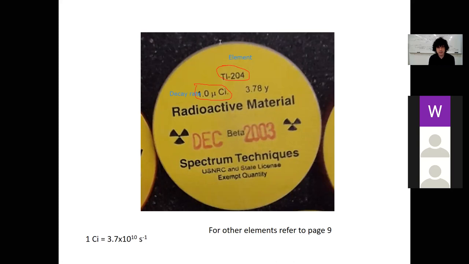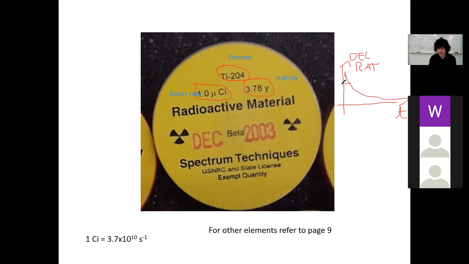So right here we have the half-life, which is the time it takes for the decay rate to fall to 1/2. Also, if you have here decay rate on this axis, and here we have time, the decay should be an exponential function. So it should be something like that.